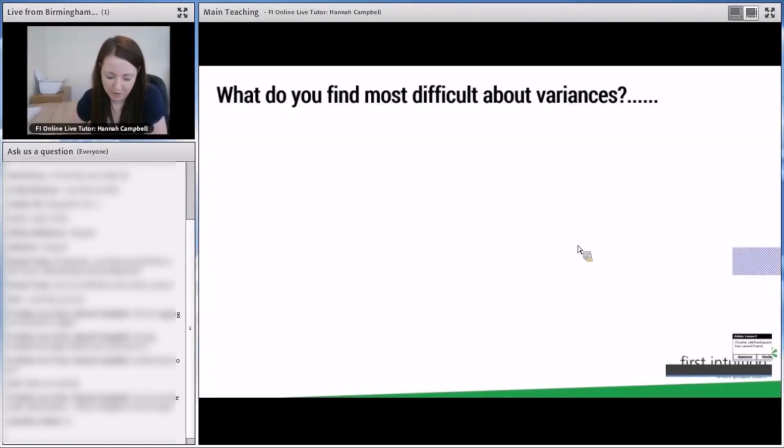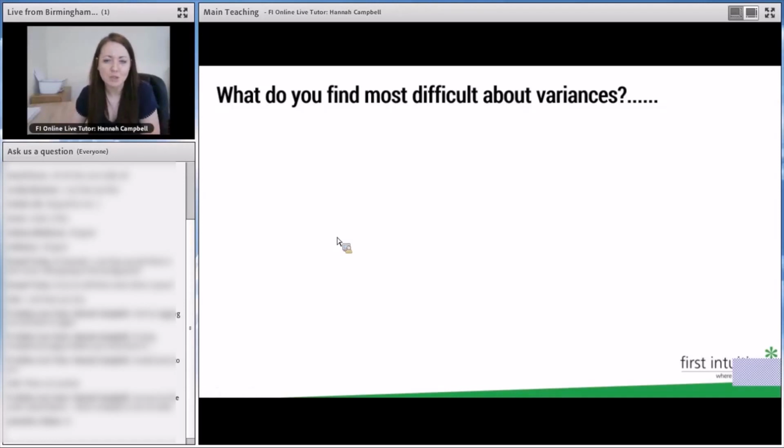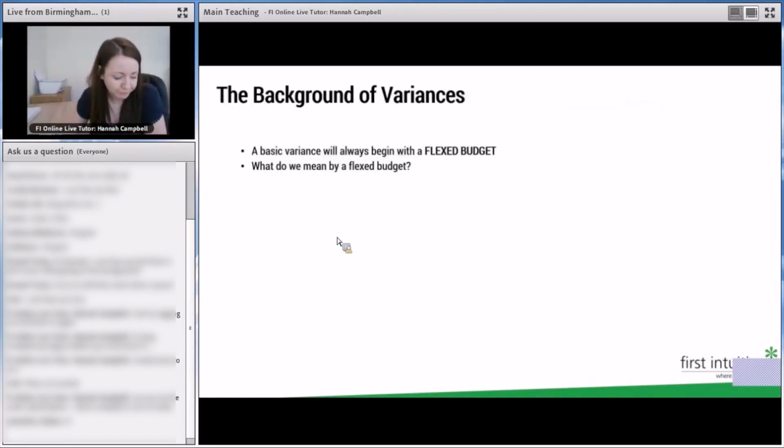Let me just share my screen. It seems to have stopped sharing. There we go. Right, okay then, so first of all, we're going to look at the background of variances. So why do we calculate them? Where do they originate from? What are we actually trying to do? Where do they come from?